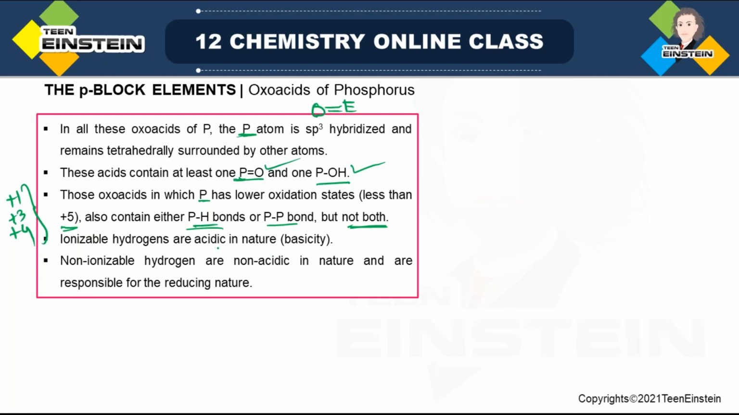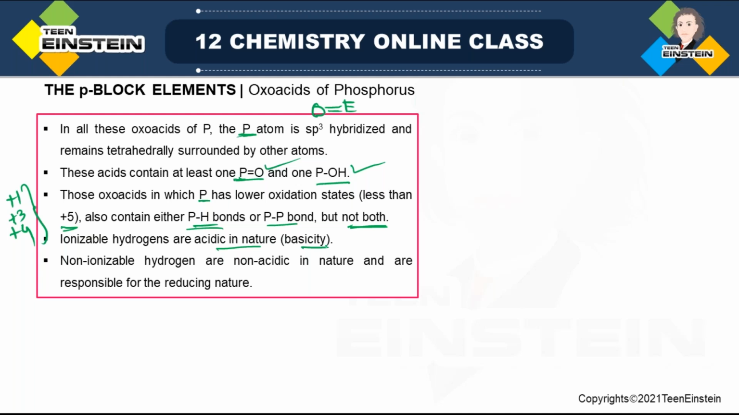Next, ionizable hydrogens are acidic in nature. Remember in the last question you saw two types of hydrogen. Ionizable hydrogen means the one attached to oxygen. It is acidic because it dissociates as O minus, H plus, that means it is proton type in nature. So if it is asked what is the basicity of any oxoacid, the answer is the total number of ionizable hydrogens.